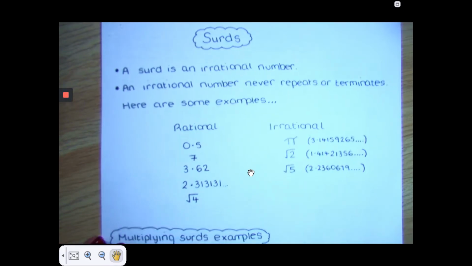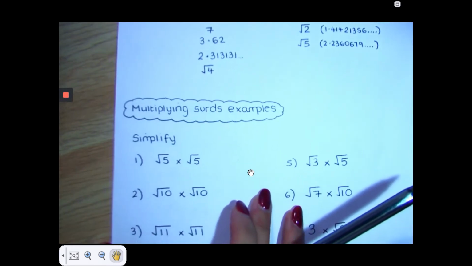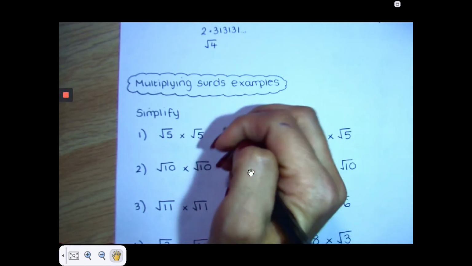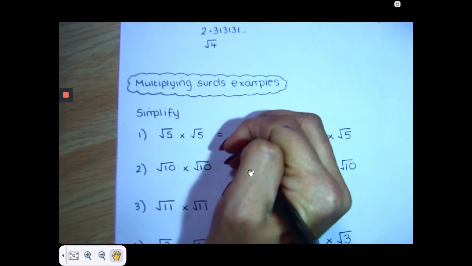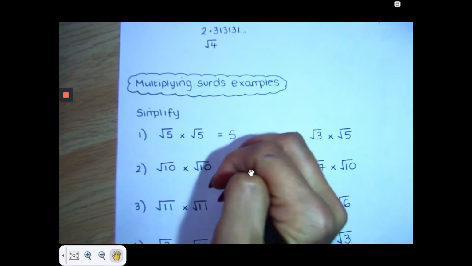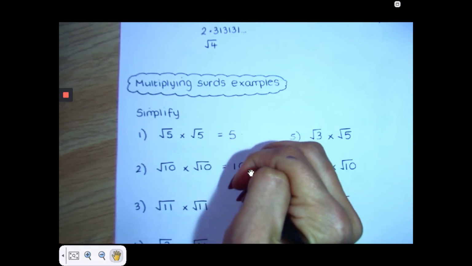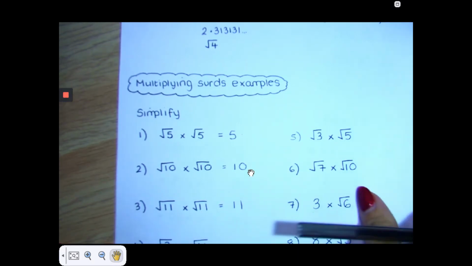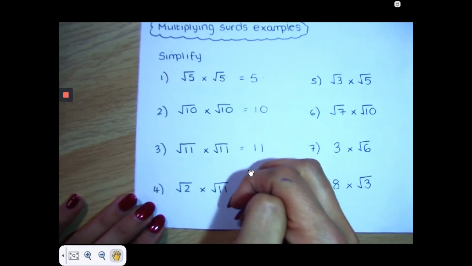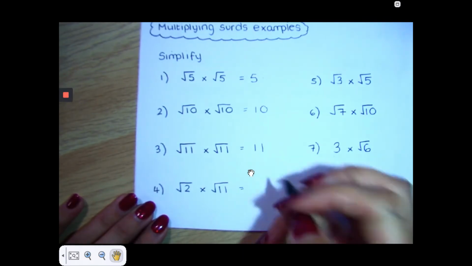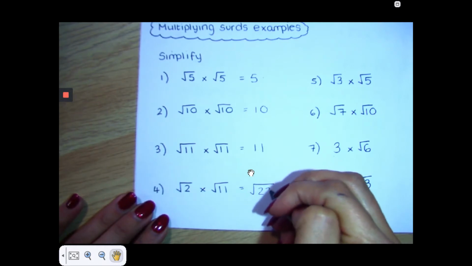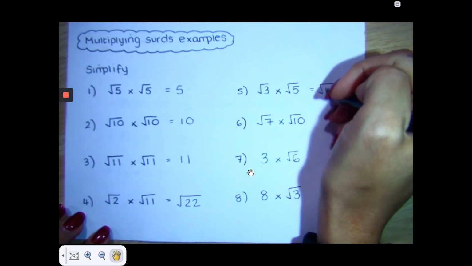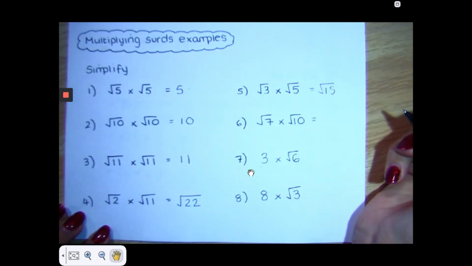And we need to be able to do a few things with surds, and the first is multiplying them together. So we're starting with root 5 times root 5, which is just 5. Root 10 times root 10 is 10. Root 11 times root 11, 11. So nice and easy. If you're doing something like root 2 times root 11, that will be root 22. Therefore root 3 times root 5 is root 15. Root 7 times root 10 is root 70.